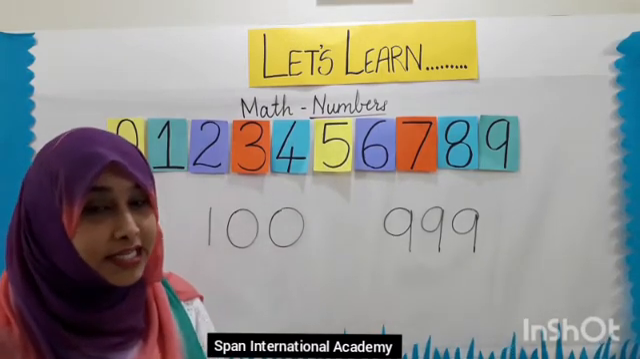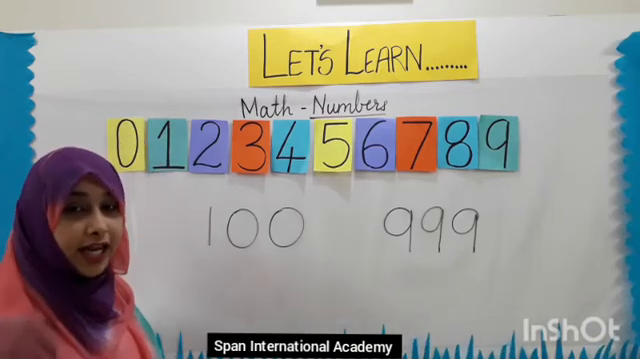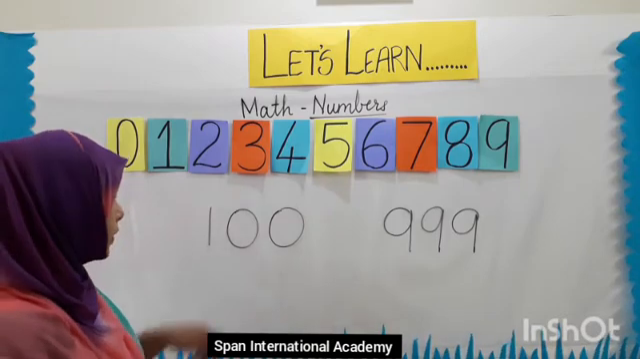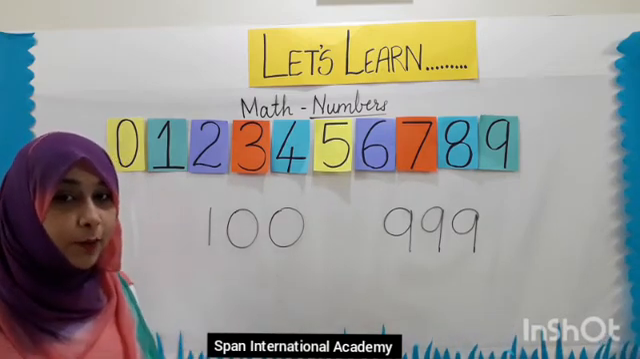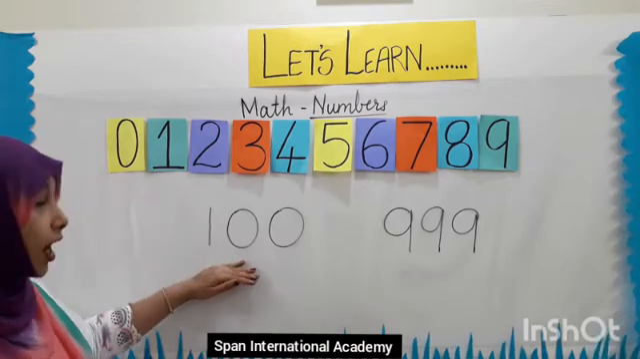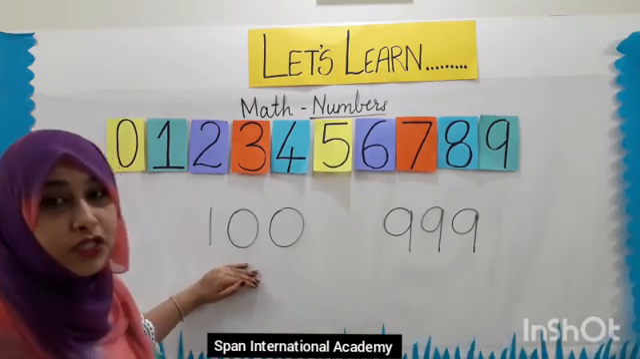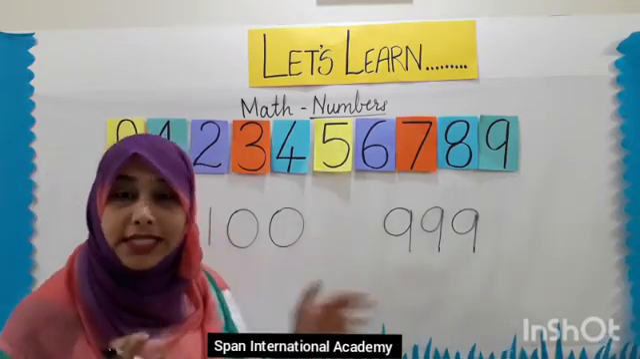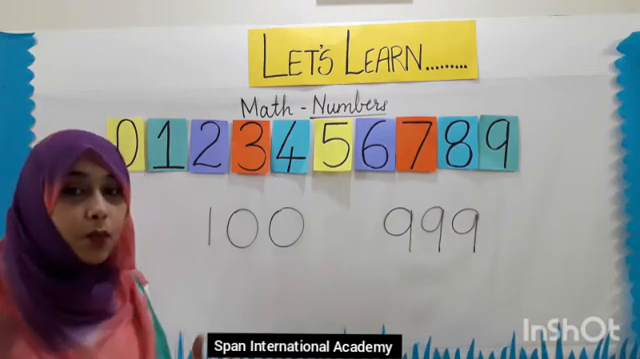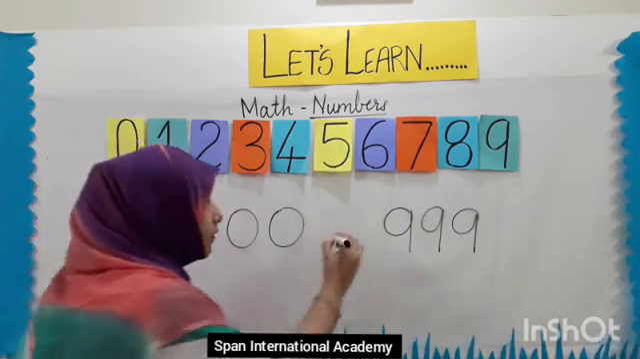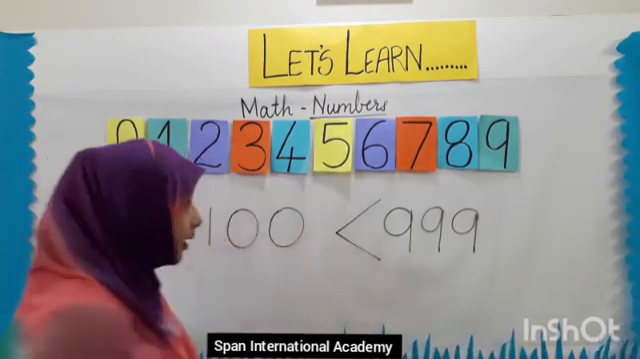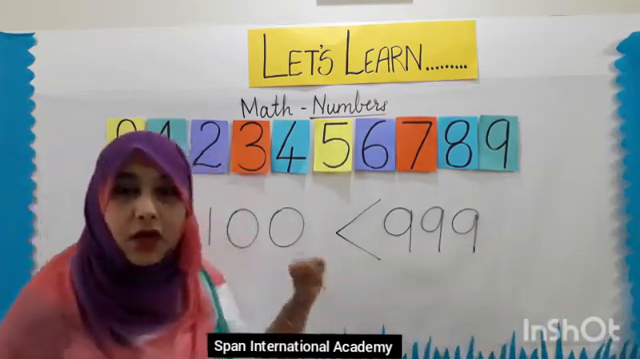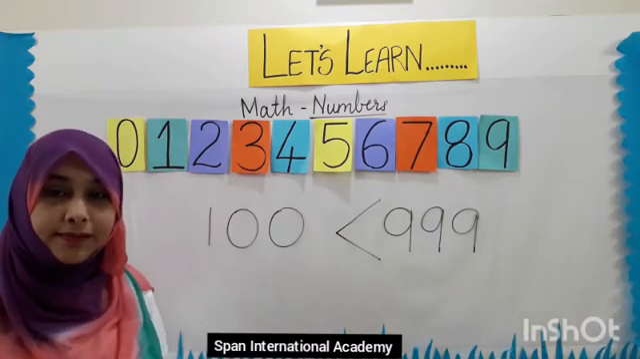Which are the two numbers? It's number 100 and it is number 999. So when you look at this number, do you recall something what I had told you? 100 is the smallest 3-digit number and 999 is the greatest 3-digit number. So where will my mouth go? It's going to go here. Okay? 100 is the smallest number and 999 is the greatest 3-digit number.